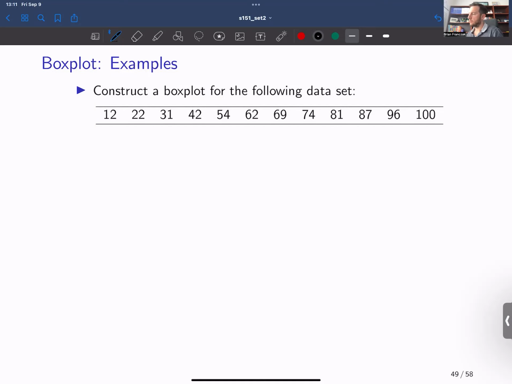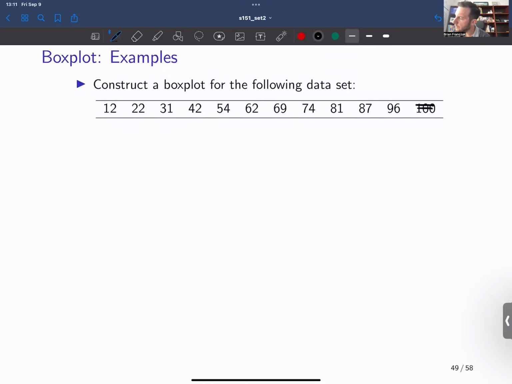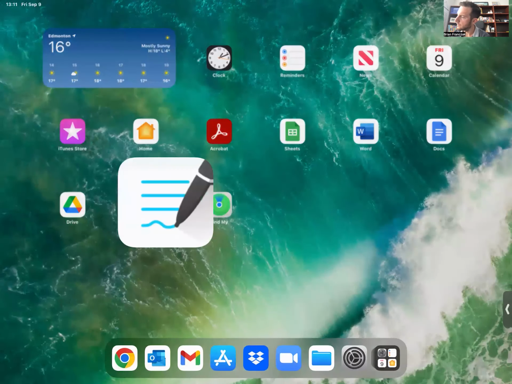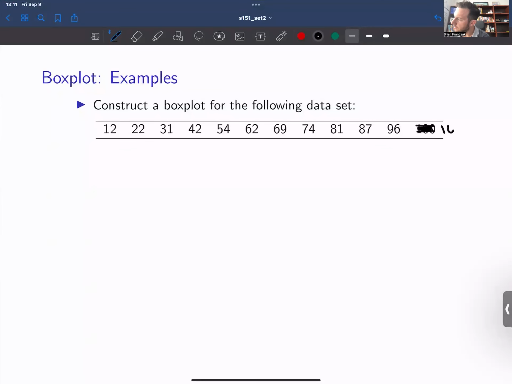In this video, we will work through the illustration of constructing a box plot on slide 49 of lecture set number 2. To improve the value of this example, I am going to replace the maximum value of 100 with a value of 160. So we're going to work off 160 instead of 100.